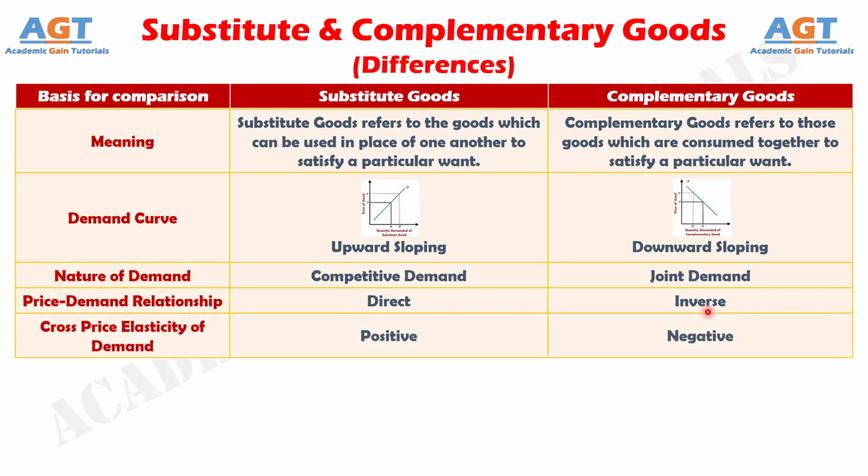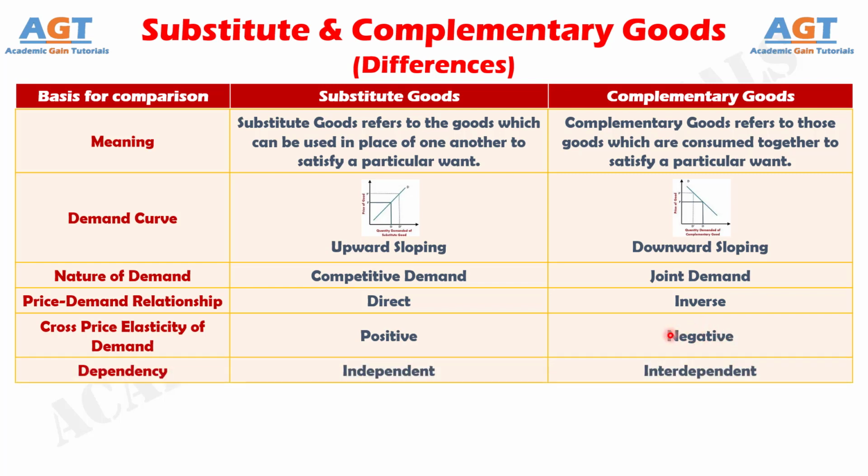Number 5. The cross-price elasticity of demand in case of substitutes is positive, because the rise in the price of a commodity increases the demand for another commodity, and causes the curve to shift right, whereas the cross-price elasticity of demand in case of complements is negative. This is due to the fact that the rise in the price of a commodity decreases the demand for another, which leads to a leftward shift.